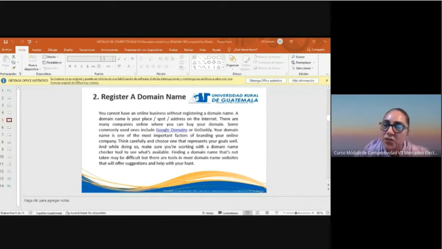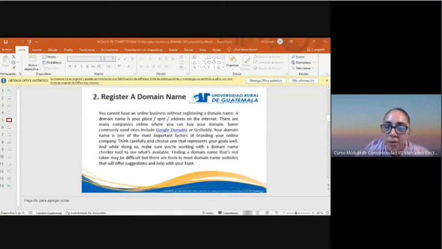A domain name is your place, your spot, your house, your home, your address on the internet. There are many companies online where you can buy your domain, but some commonly used include Google Domains, that is free, or GoDaddy, that is free also. Your domain name is one of the most important factors for branding your online company. So you have already built your web page, you really have your application, and you have to think carefully and choose one that represents your goals well.